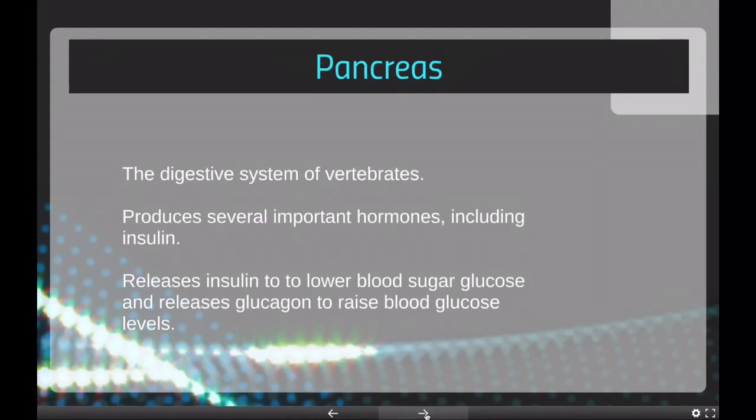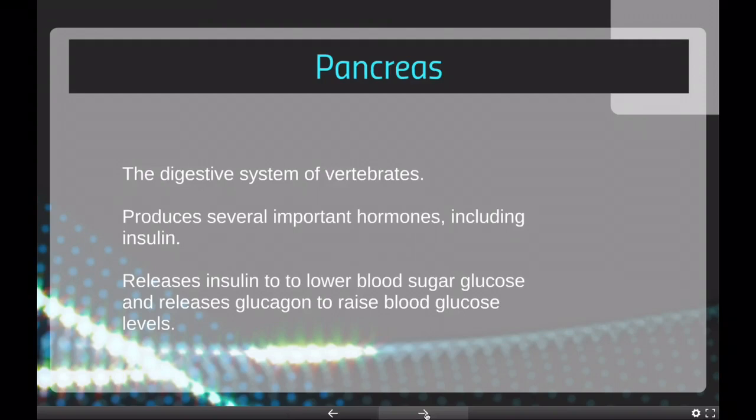The pancreas is part of the digestive system and endocrine system of vertebrates. In humans, it is located in the abdominal cavity behind the stomach. It is an endocrine gland producing several important hormones, including insulin, glucagon, somatostatin, and pancreatic polypeptide, all of which circulate in the blood.